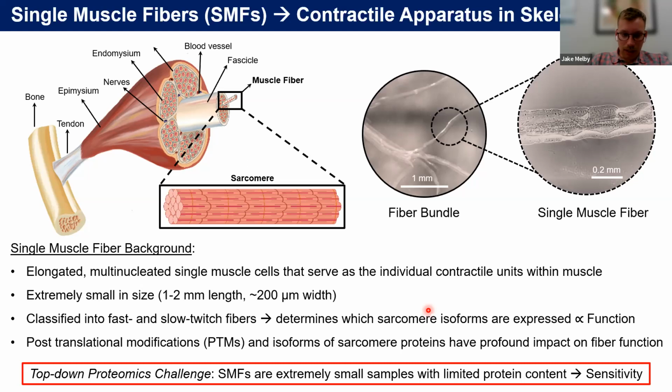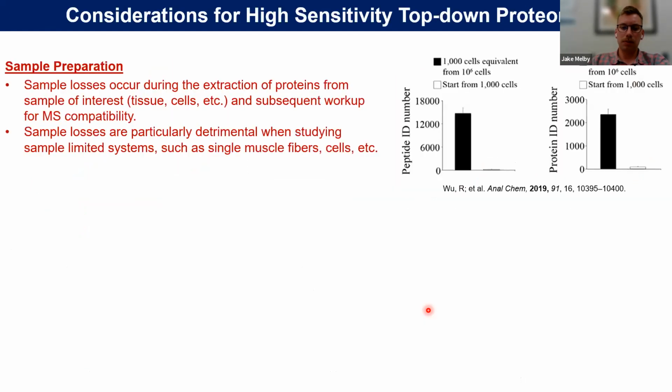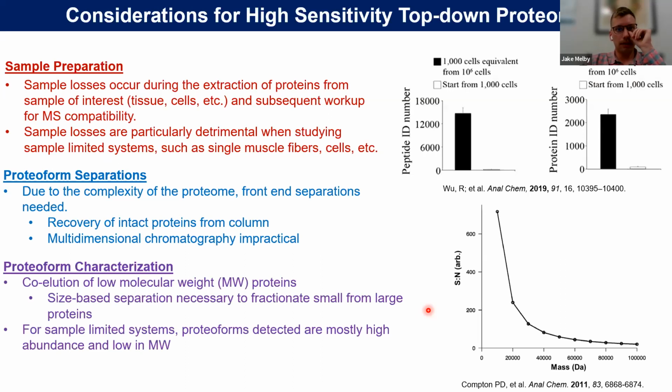So the challenge with doing this through a top-down lens is that they're really small. Basically what we need to think about is a way to extract the limited amount of sample from these single muscle fibers and get as much of the sample to a mass spectrometer as possible. There's a few things that you really need to think about that are always true in proteomics experiments, but accentuated when doing this at the intact protein level. The first, and I would argue the most important, is sample preparation.